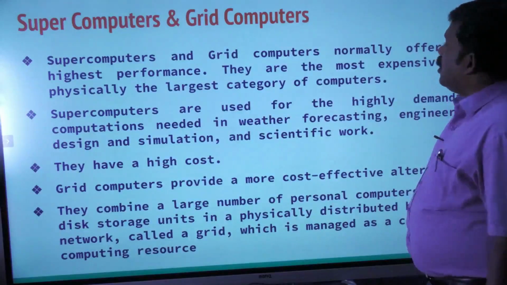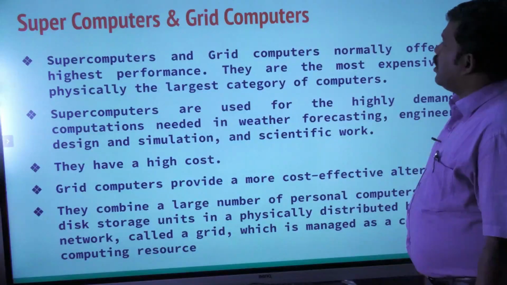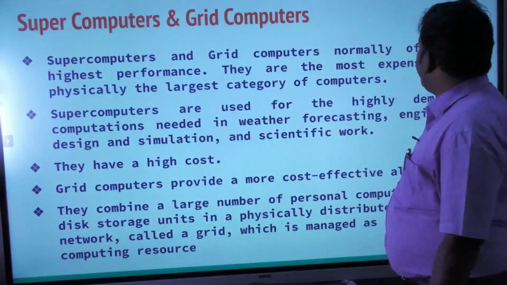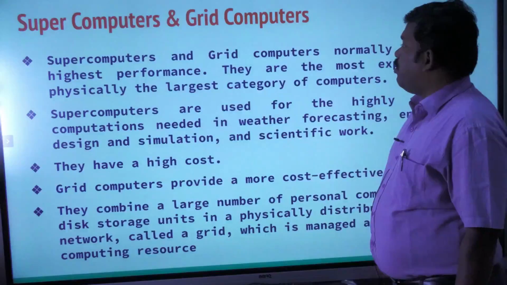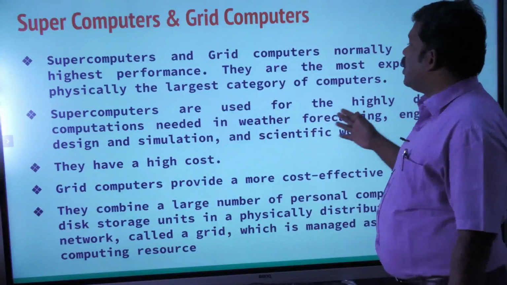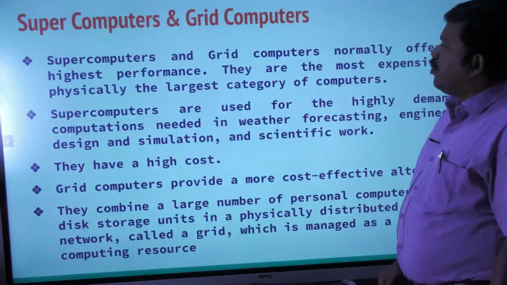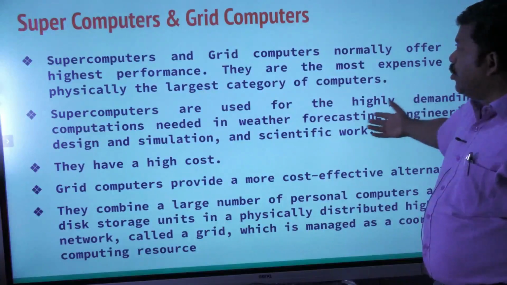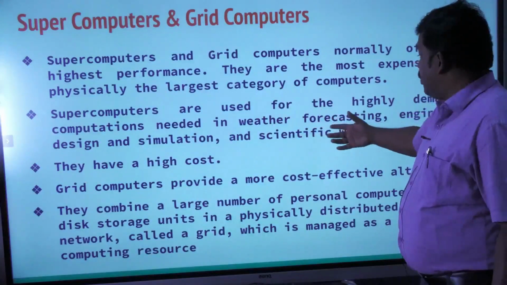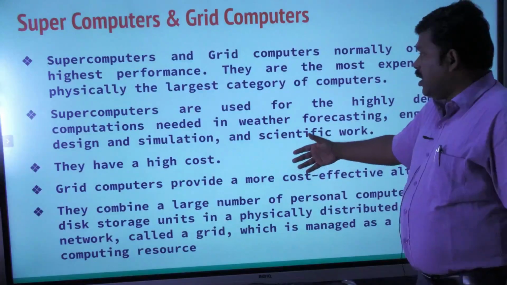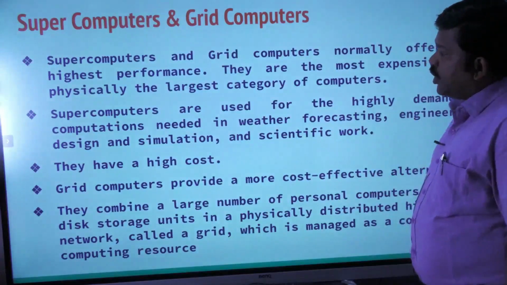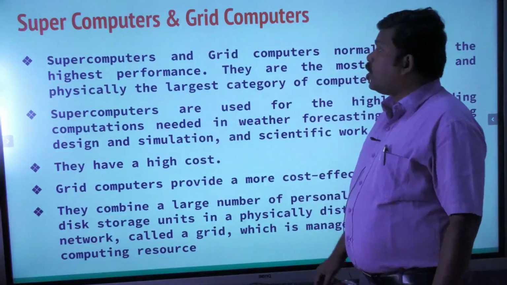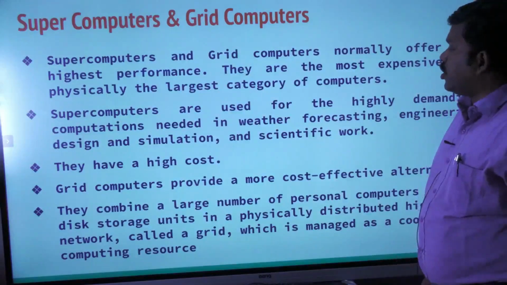Apart from that, supercomputers and grid computers are also available in the market. Supercomputers and grid computers normally offer the highest performance, and they are the most expensive, basically the largest category of computer, and consume more space. Supercomputers are mainly used for the highly demanding computations needed in weather forecasting, engineering design, and simulation, where scientific work is carried out. One disadvantage is their high cost, but they do not compromise on speed.